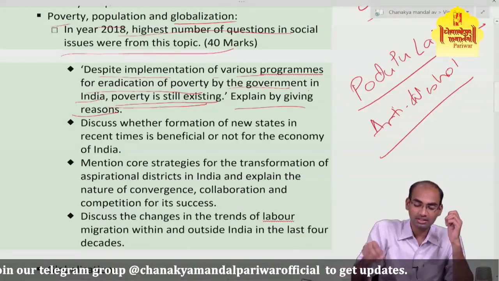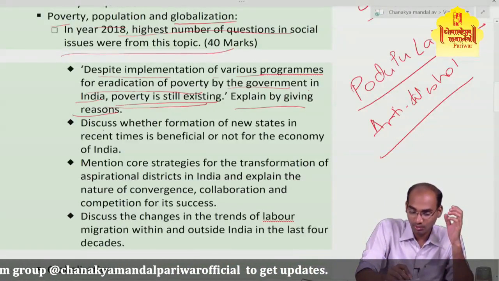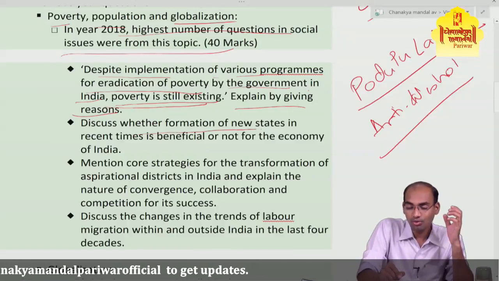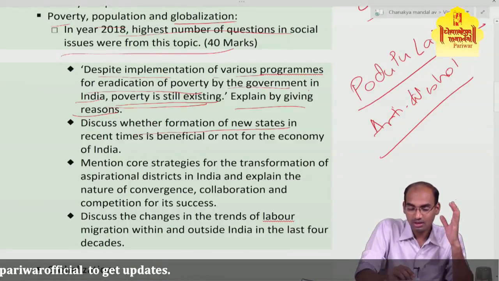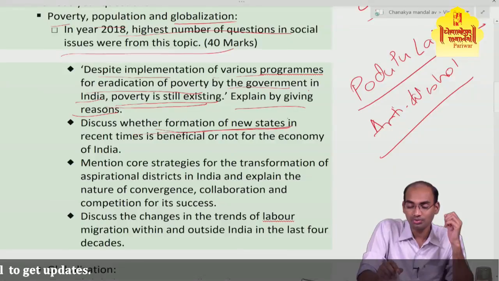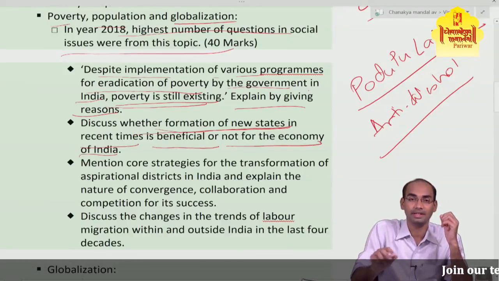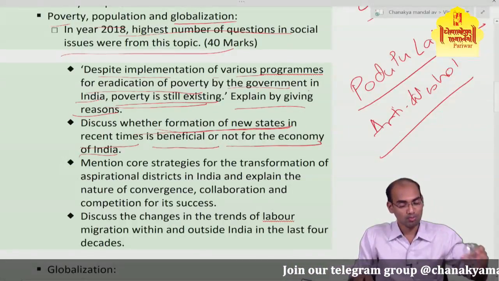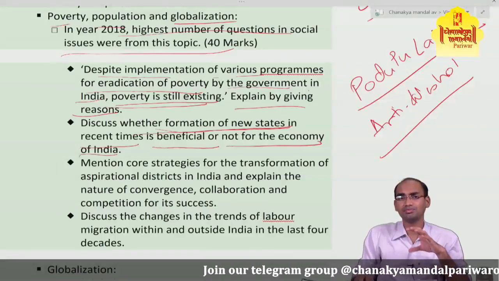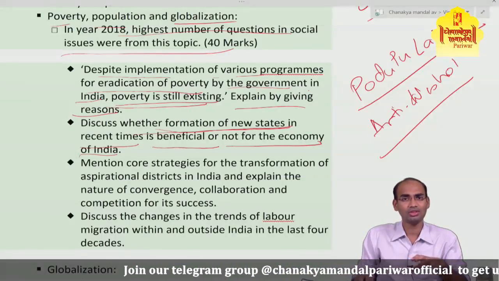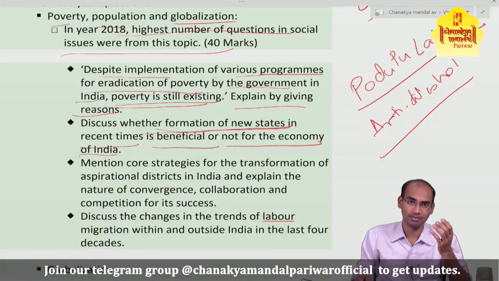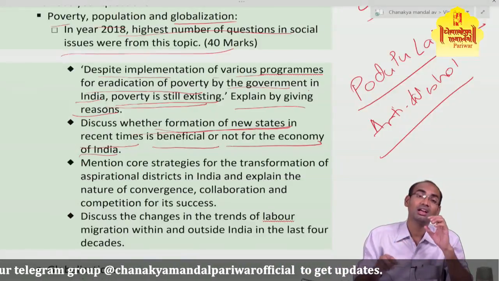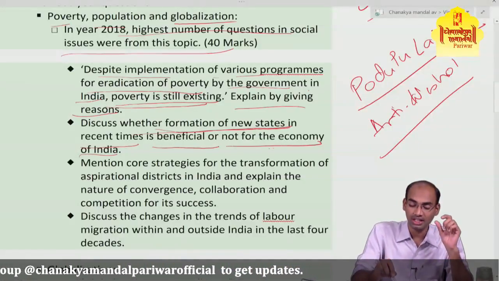Then discuss the next question. Discuss whether formation of new states in recent times is beneficial or not for the economy of India. First, they have asked about the formation of new states, and they have specifically asked, is it beneficial or not for the Indian economy?